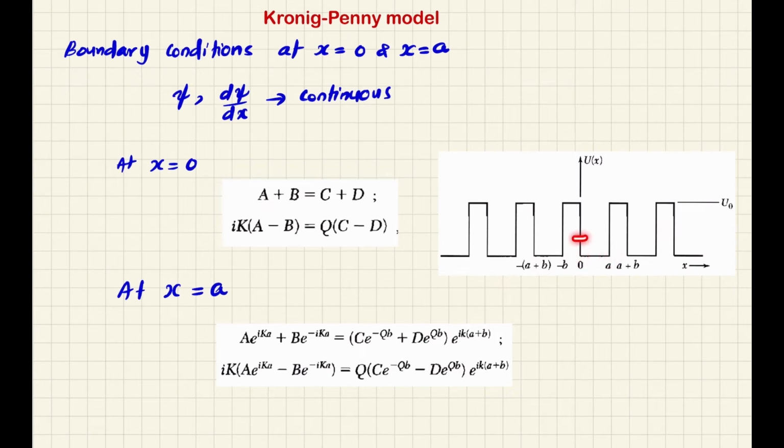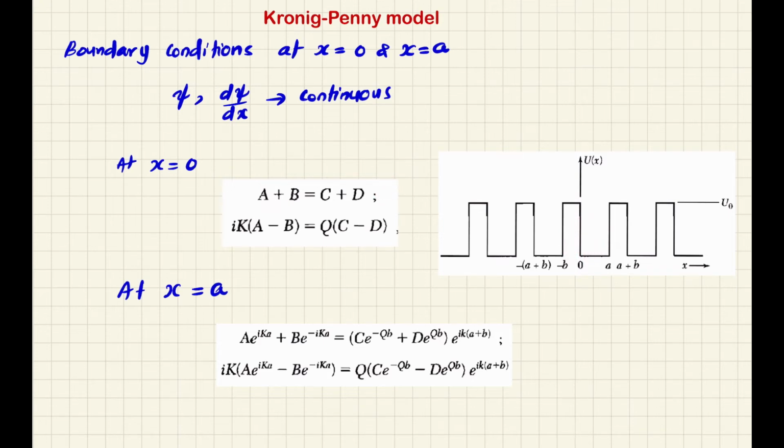The solutions are continuous. So the wave function itself and the derivative of the wave function should be continuous. And if you apply this boundary condition, you will obtain a plus b equal to c plus d. What you have to do is take the wave function in region 1 and the wave function in region 2, put x equal to 0 in the two wave functions, and these two must be equal. Then you will get this equation.